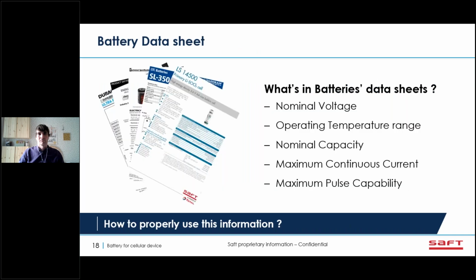Now that I have my connectivity solution selected, what information can I find in battery datasheets to guide my choice? In battery datasheets, you will find first the nominal voltage and the operating temperature range. Sometimes you can find the nominal capacity, but sometimes you don't. You will find the maximum continuous current and the maximum pulse capability. How to properly use this information?